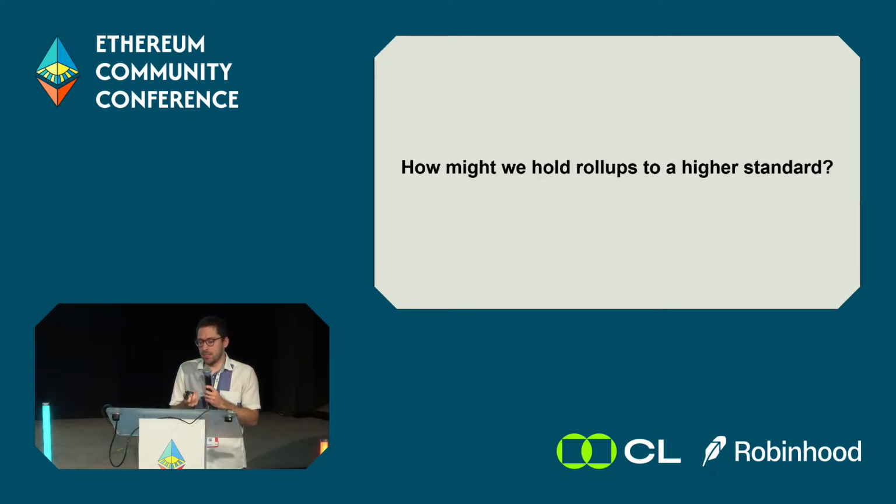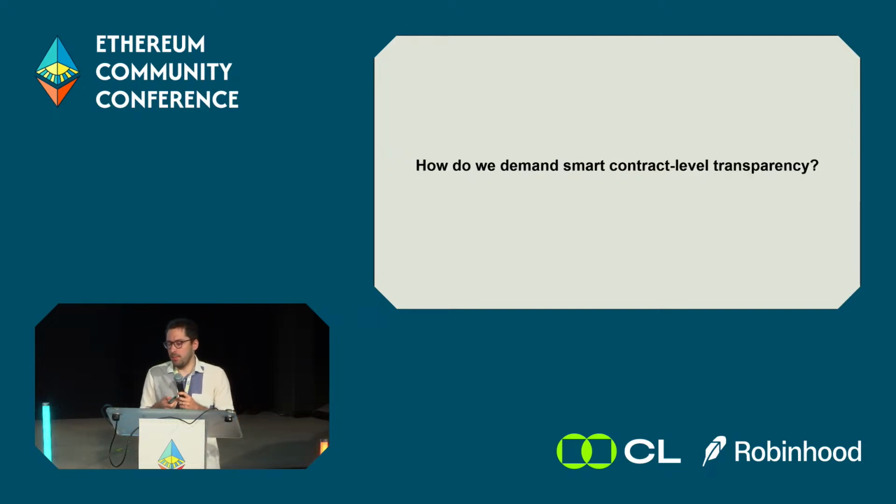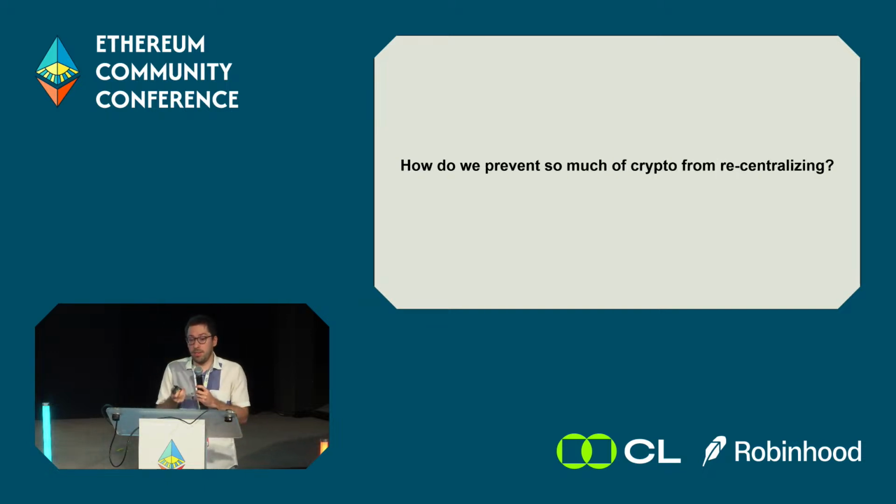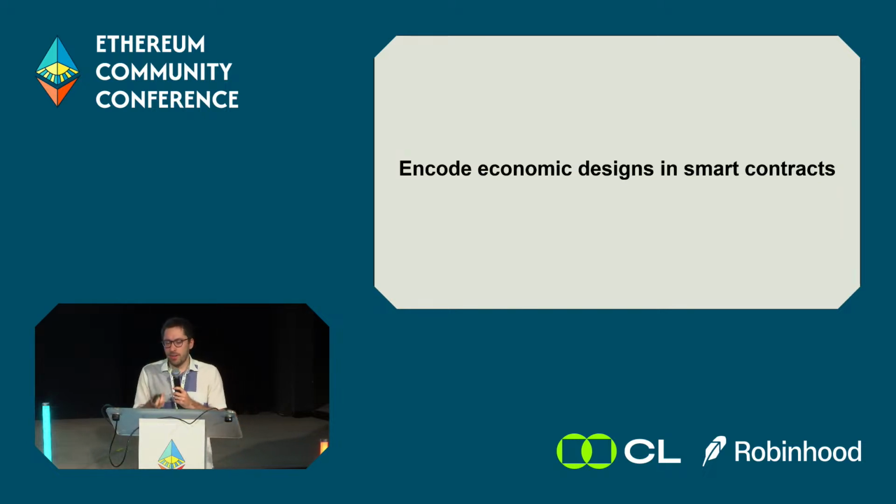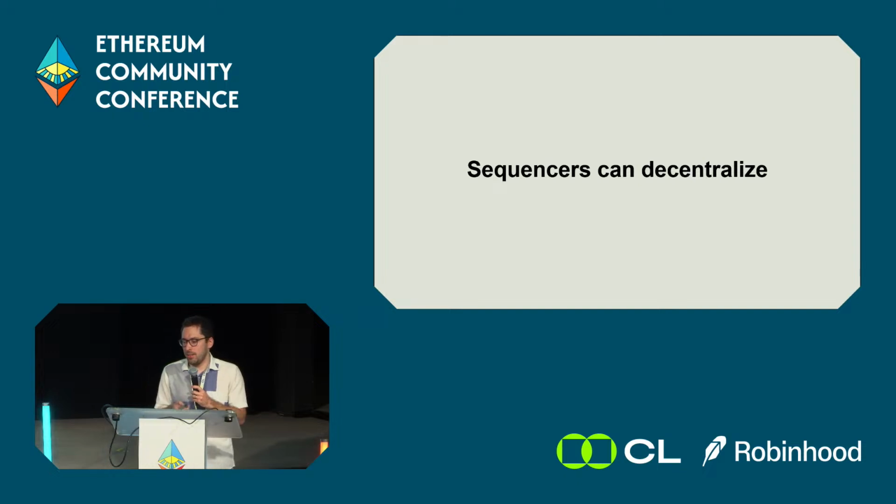And that leads to the question of how might we hold rollups to a higher standard? How might we demand smart contract level transparency? And how do we prevent so much of crypto from re-centralizing as more of the ecosystem moves to rollups and more of the ecosystem moves to app chains? These are very, very important questions to solve. And I think that if you start to encode more and more of this in smart contracts, which are a primitive for transparency, for verifiability, for control by token holders, you end up in a spot where sequencers can decentralize.